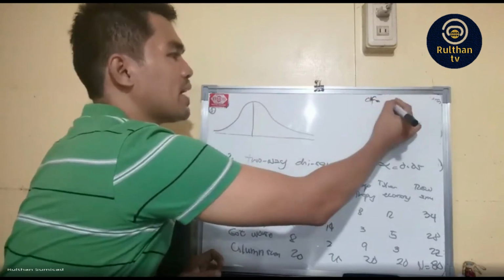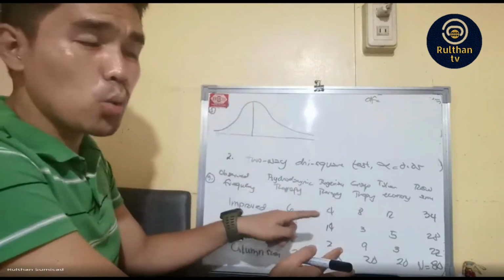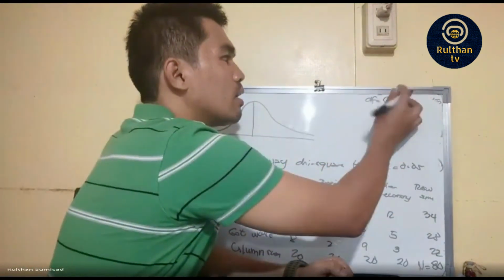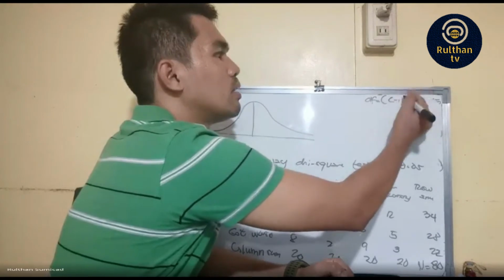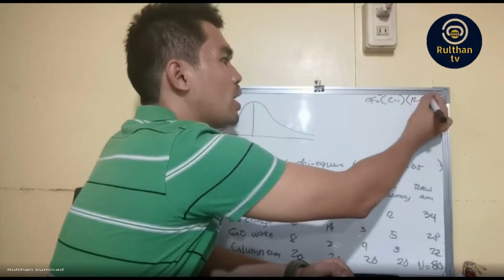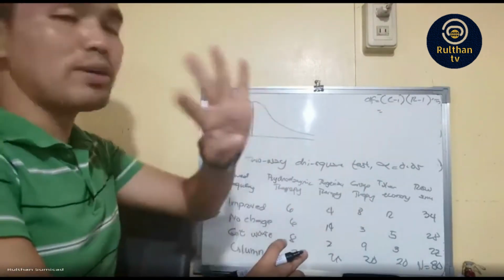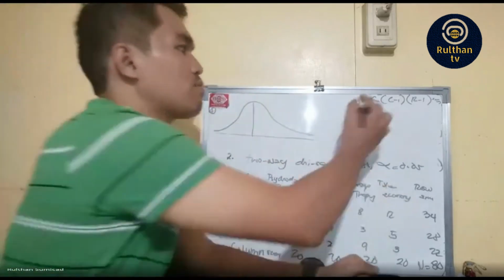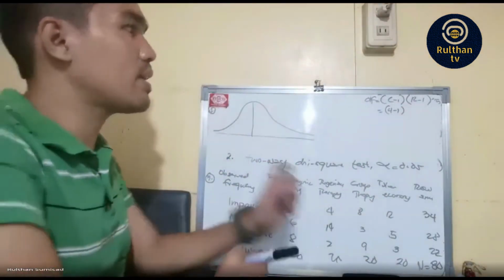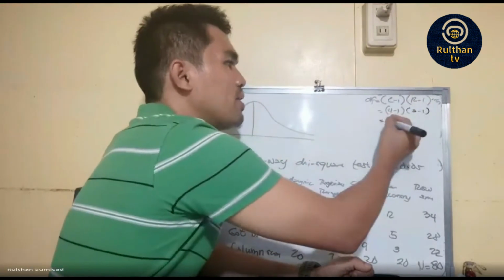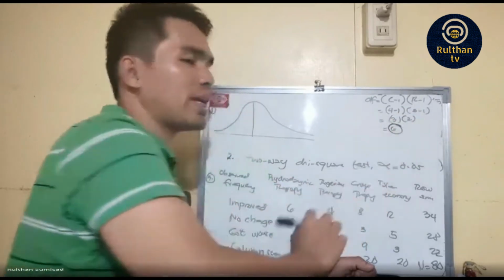DF. I mentioned last time that there were two ways to get the DF. In this case, since this is already two-way chi-square, we have C minus 1 times R minus 1. How many columns do we have? There are 4 therapy sessions, column 1, 2, 3, 4. So that's 4 minus 1. Then how many rows? We have improved, no change, got worse. That's also 3. So that's 3 minus 1, giving us 3 times 2. We have 6 as our degree of freedom.